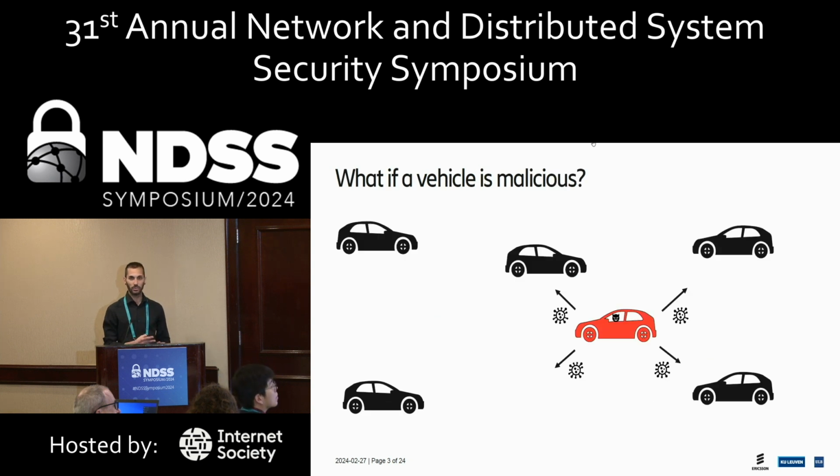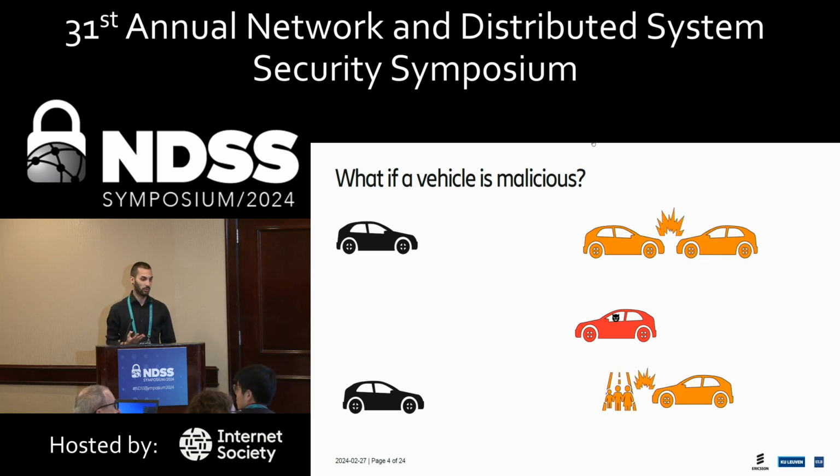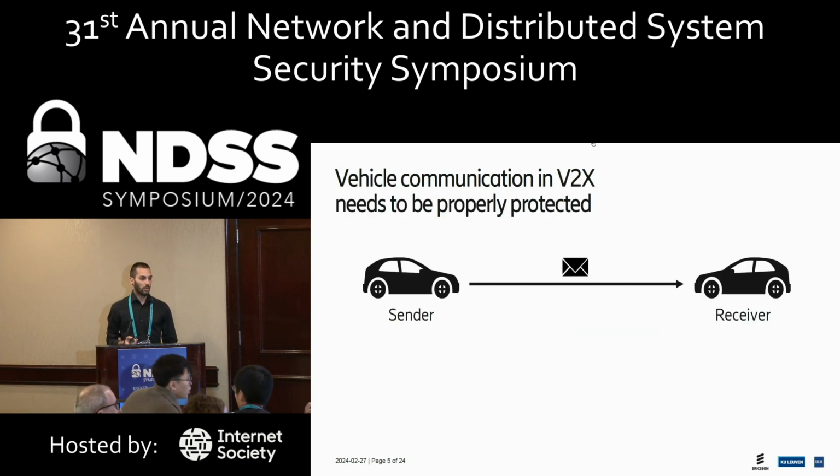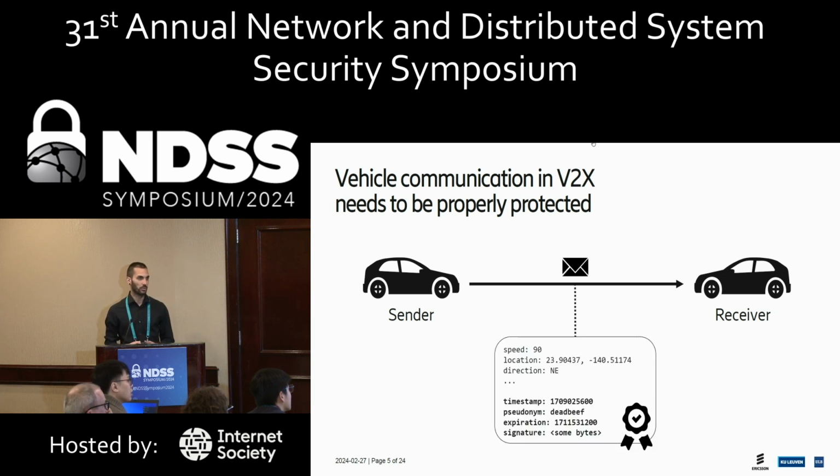Because if we have a malicious participant in this network that transmits malicious information, this can lead to some accidents and also danger to humans as well. So it's also a safety issue. So if we look into more details at this communication, we have typically a sender that sends a message to a receiver or multiple receivers. And this message contains some information about the sender, for example, speed or location or direction. And the message also contains some metadata that the receiver has to verify when receiving a message before processing it.